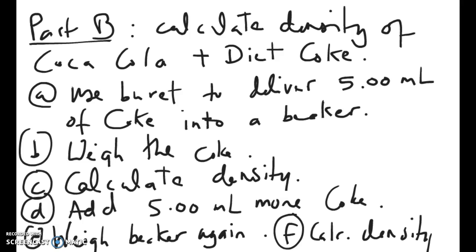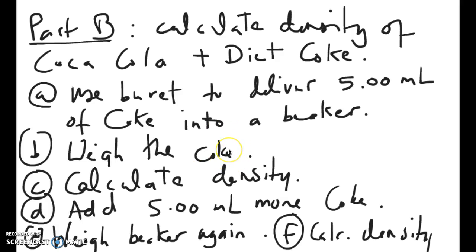You're going to set up a burette and fill it up with Coca-Cola or Diet Coke. When you fill it up with Coca-Cola, basically what you're going to do is use the burette to deliver approximately 5 milliliters of Coke into that beaker. Now, the actual volume that you deliver, you're going to have to read by using the burette, right? And then you're going to weigh how much of the Coca-Cola you actually deliver into the beaker.